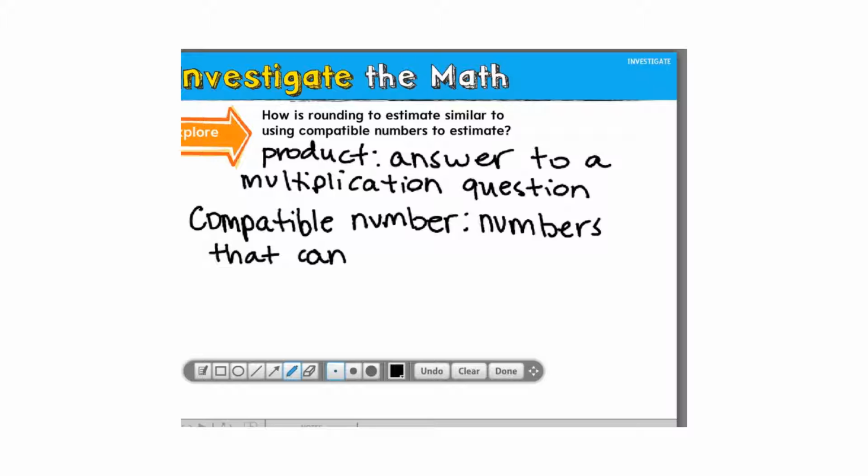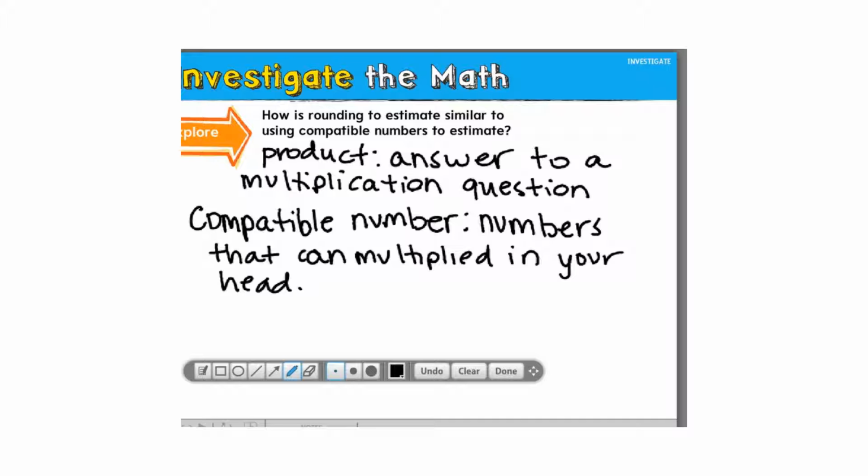Today we're talking about multiplication, but other times we might use the word compatible numbers when we talk about division too, because there's a lesson later on that's estimating quotients, which means you're going to be estimating the answer to a division question. Today it's all multiplication, so we're going to use numbers that can be multiplied in your head or mentally. Okay, so there's our vocabulary.